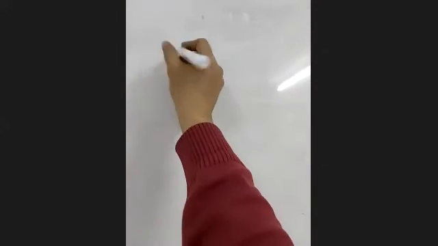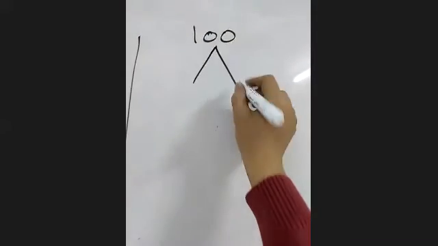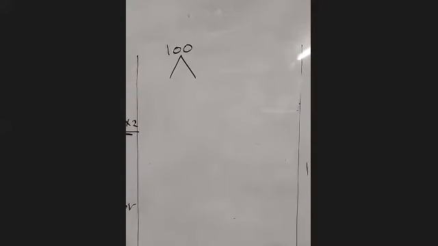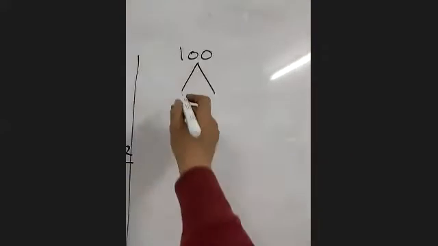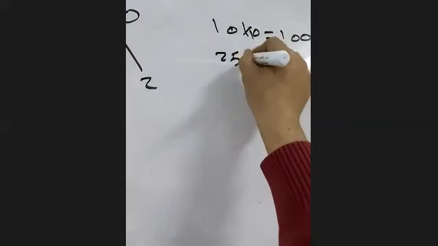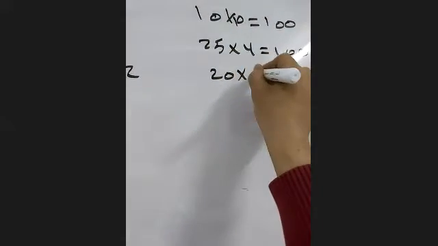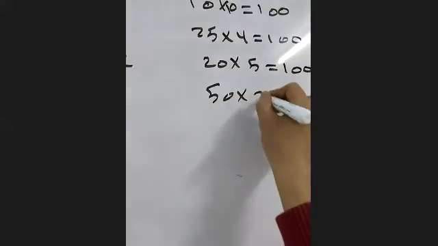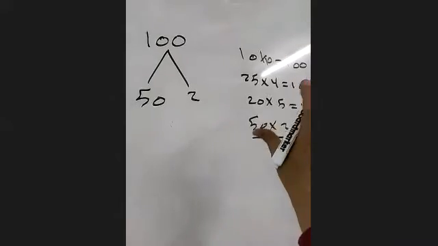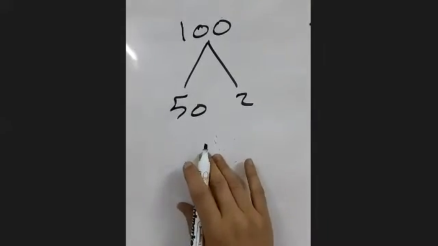You know the number 100, right? Now I want to do prime factorization for the number 100. Give me two numbers. If you multiply them, you get 100. Like 50 and 2. We also have 10 by 10, 25 by 4, 20 by 5, 50 by 2. So I have a lot of choices for the 100. You choose 50 by 2, right? It's okay.